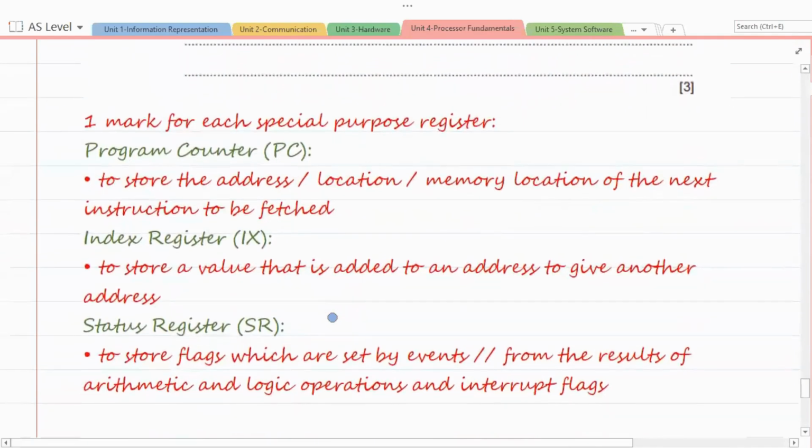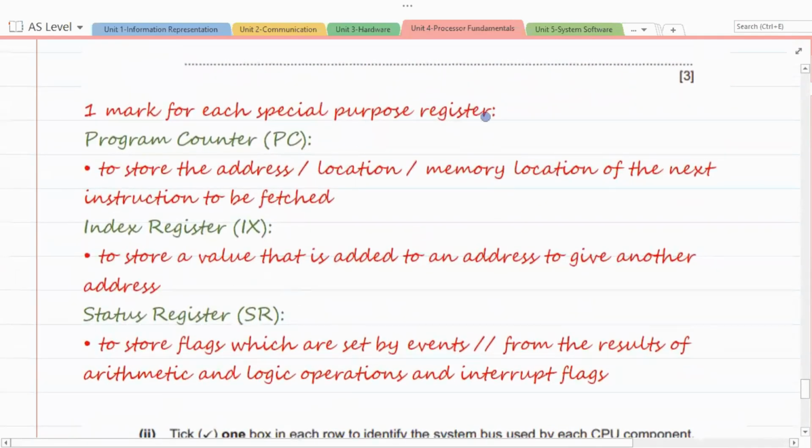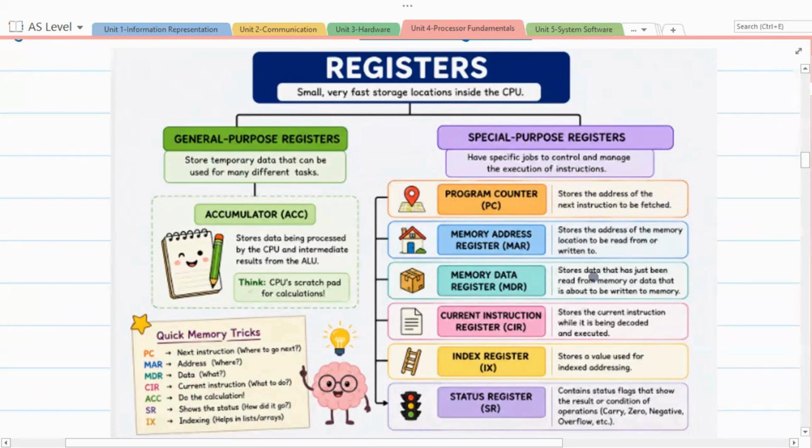This is the marking scheme. 1 mark for each special purpose register. Program counter: to store the address, the memory location, of the next instruction to be fetched. Index register: to store a value that is added to an address to give another address. Status register: to store flags which are set by events or from the results of arithmetic and logical operations, and interrupt flags.